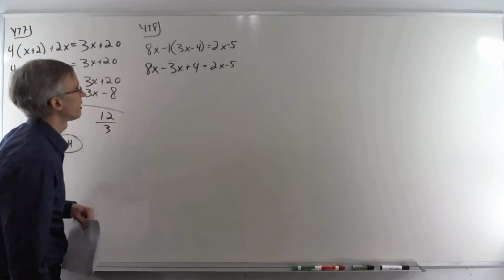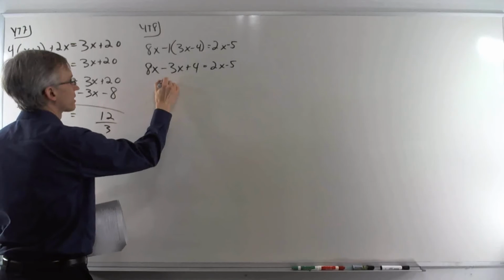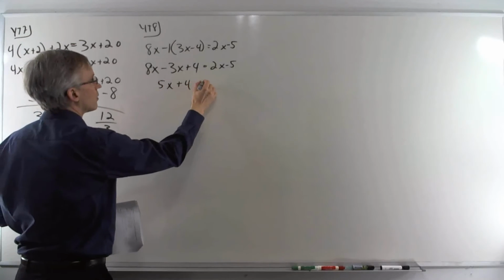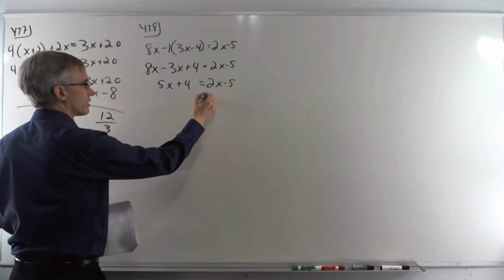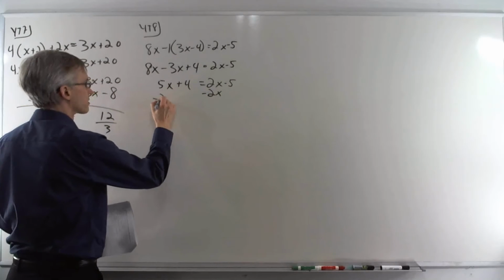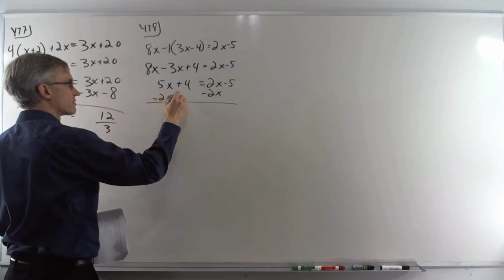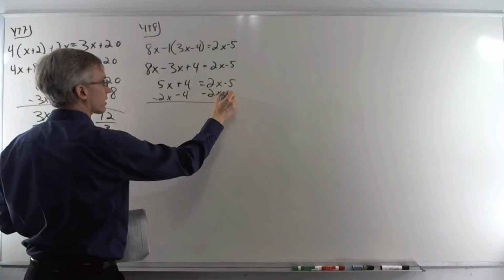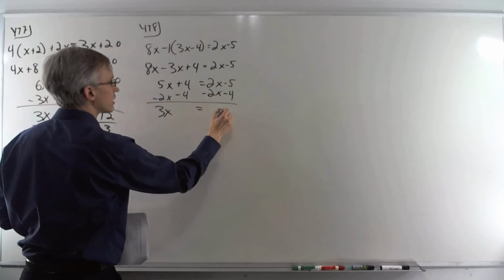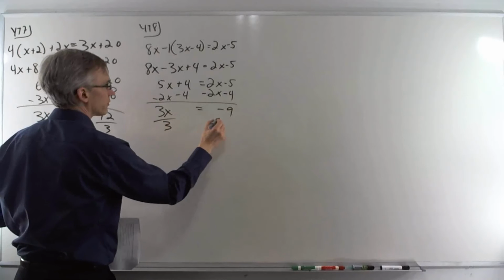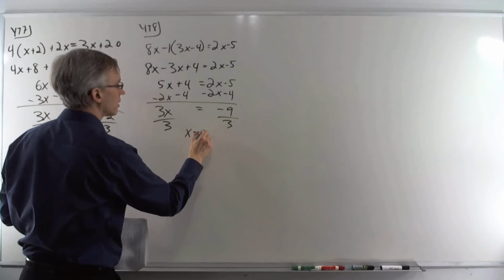Equals 2x minus 5. Now we can combine these like terms. 8x minus 3x is 5x. We've got 2 positive x terms, so I'm going to subtract the smaller. That brings all the x's to the left, so I'm going to move all the numbers to the right by subtracting 4 there and 4 there. So we got 3x equals negative 9, divided by 3, and x equals negative 3.